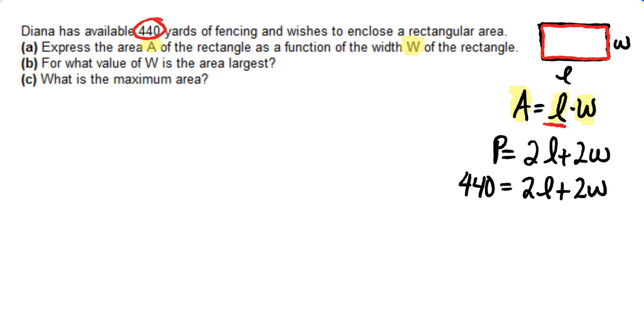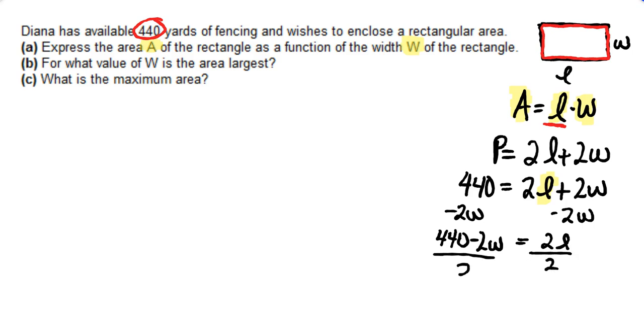And now I can solve this equation for the length so that I can get rid of that variable in the equation. So I'm going to solve for length by subtracting 2w on both sides. That gives me 2l equals 440 minus 2w. I'll divide both sides by 2, and that gives me a length of 220 minus w.